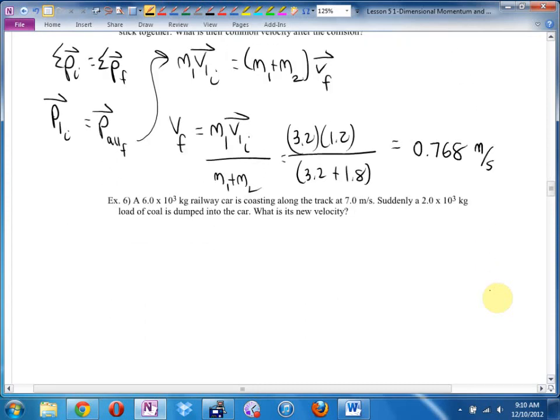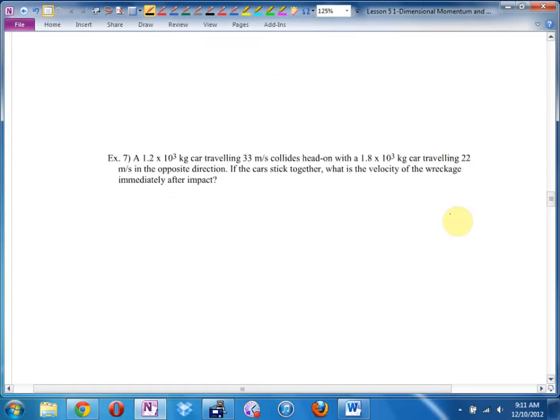Example 6. A 6 times 10 to the 3rd kilogram railway car is coasting along the track at 7 meters per second. Suddenly, a 2 times 10 to the 3rd kilogram load of coal is dumped into the car. What's its new velocity? It's going to slow down because the mass has changed, but I'm not a big fan of this question because I'm going to nuke it. I don't like the fact that we have a mass being added vertically when the car is traveling forwards, and some people always, well, wouldn't there be some momentum from the okay, yeah, let's do this one.